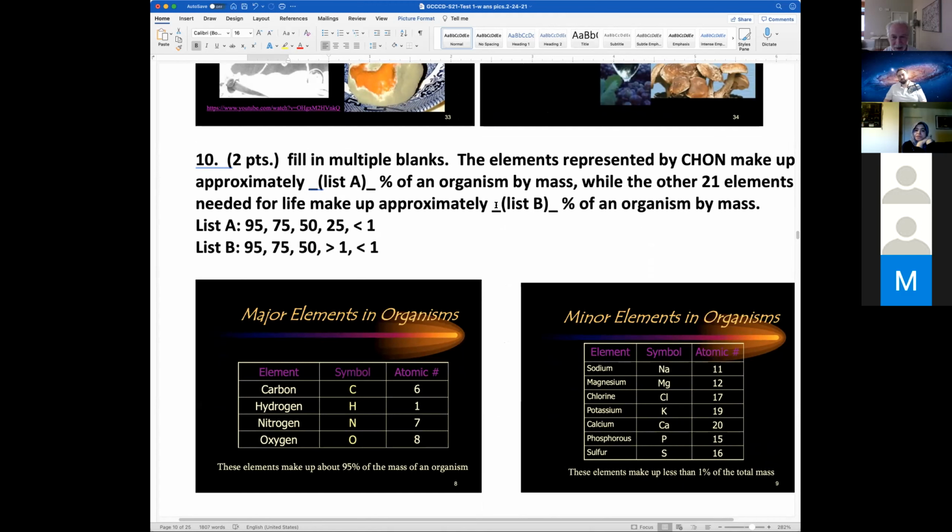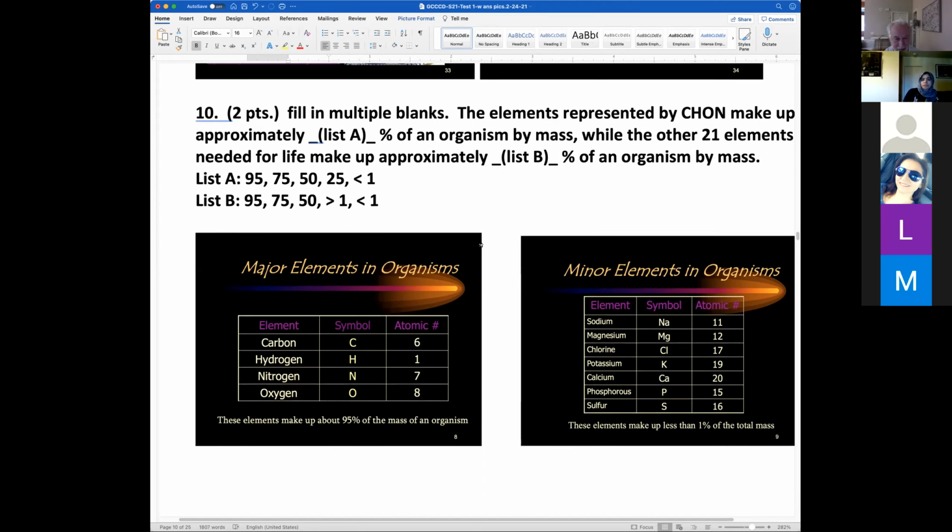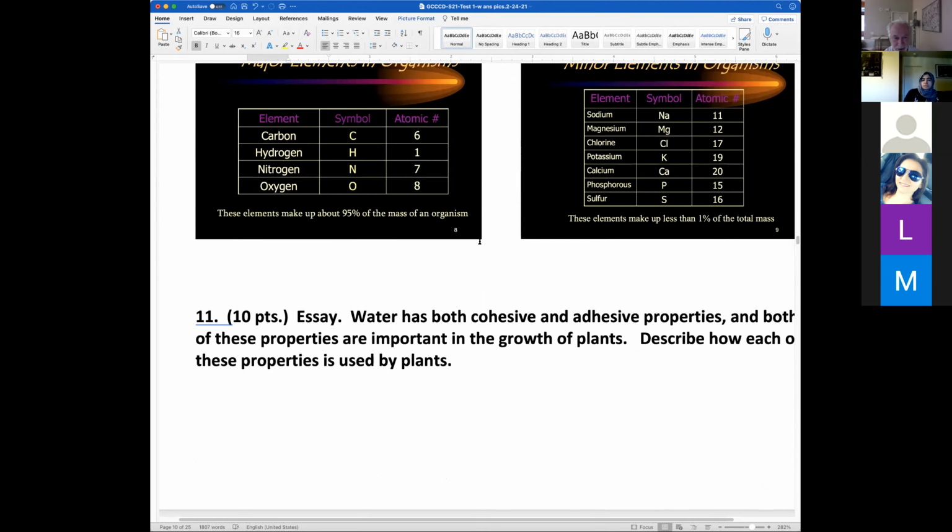The other remaining elements needed for life make up approximately what percent? Less than 1. Yeah, right. The answer is less than 1. A lot of people understood what had one, but they had it wrong. They had greater than one instead of less than one. So make sure you understand the use of these little carets for indicating less than or greater than. And that question came from these two slides.